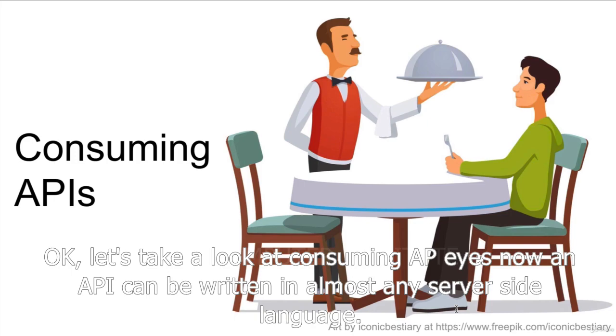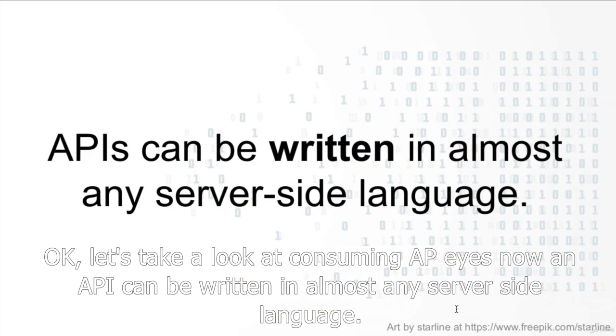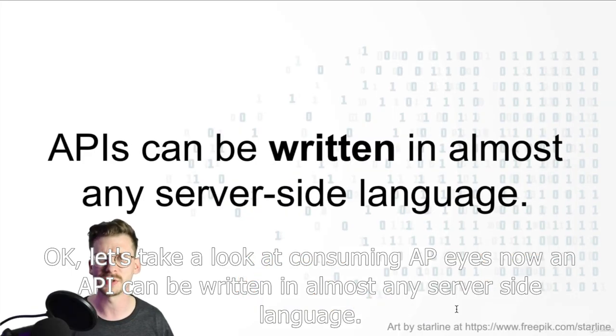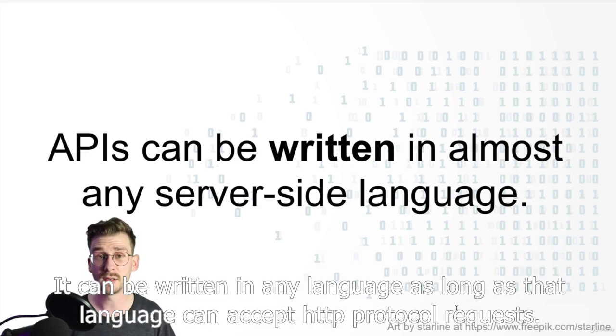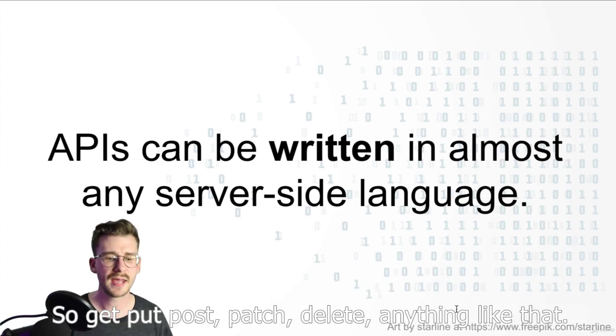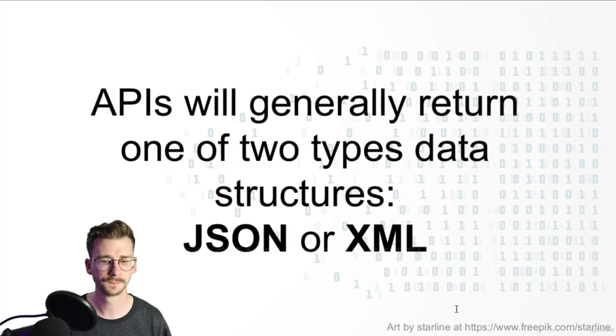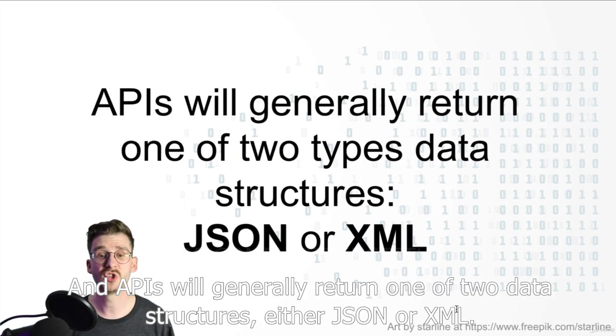Okay, let's take a look at consuming APIs. Now an API can be written in almost any server-side language. It doesn't really matter what the language is, as long as that language can accept HTTP protocol requests. So get, put, post, patch, delete, anything like that. And APIs will generally return one of two data structures, either JSON or XML.